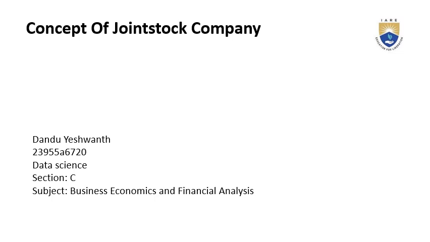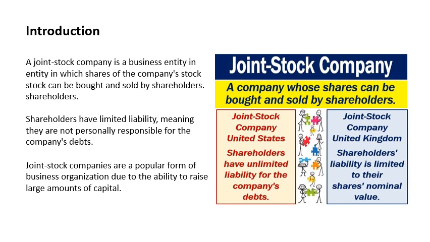I am here to take the technical presentation about the concept of a joint stock company. A joint stock company is a company whose shares can be bought and sold by shareholders. Let's go to some introduction. A joint stock company is a business entity in which shares of the company stock can be bought and sold by shareholders. Shareholders have limited liability, meaning they are not personally responsible for the company's debts.